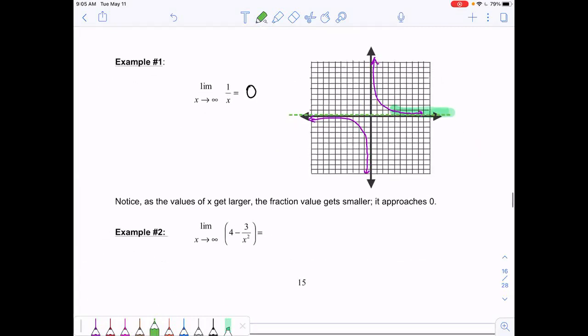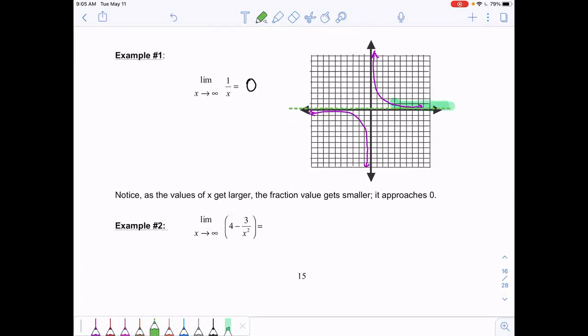So as it says, notice as the values of x get large, the value of the fraction gets smaller and smaller, and it approaches the number 0. So a small number over a big number makes a small number.